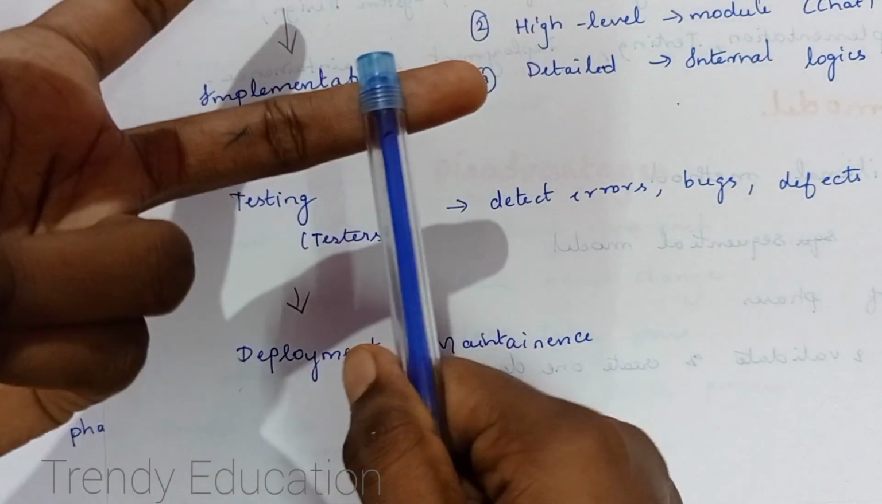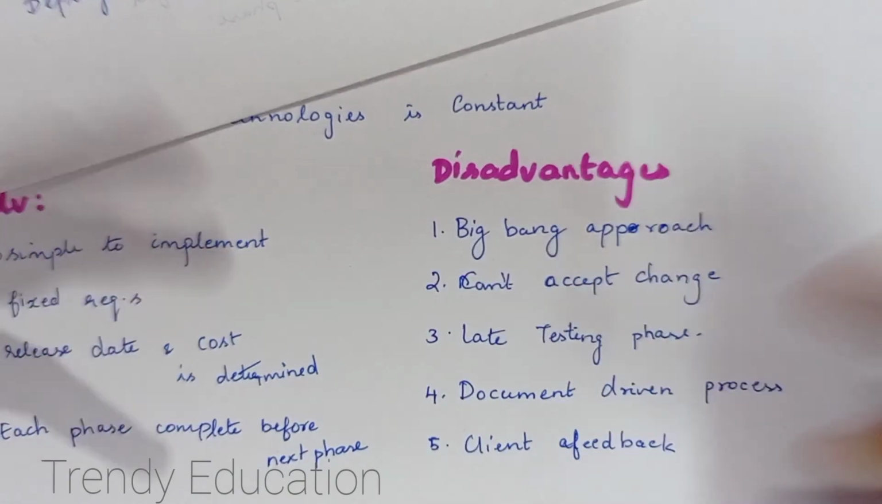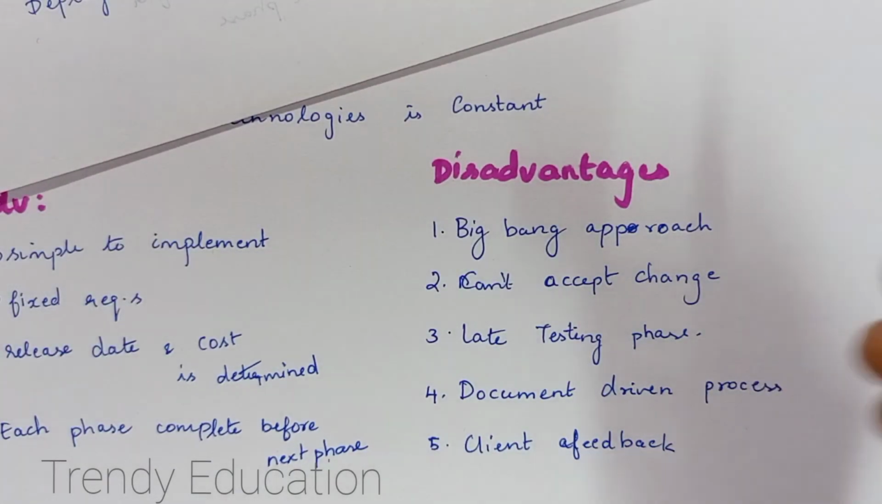So it contains many disadvantages, and these are the five major disadvantages of the waterfall model. And I hope you understand this.